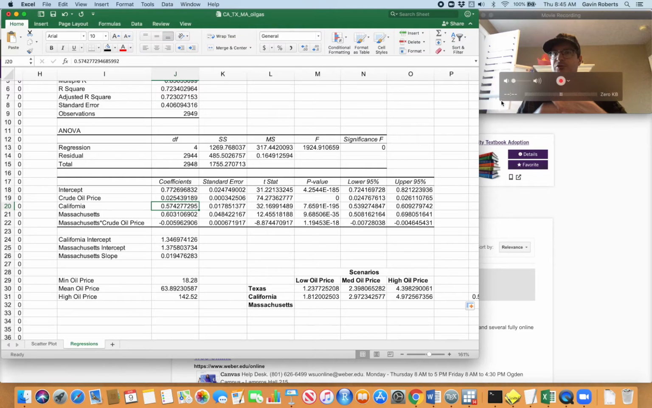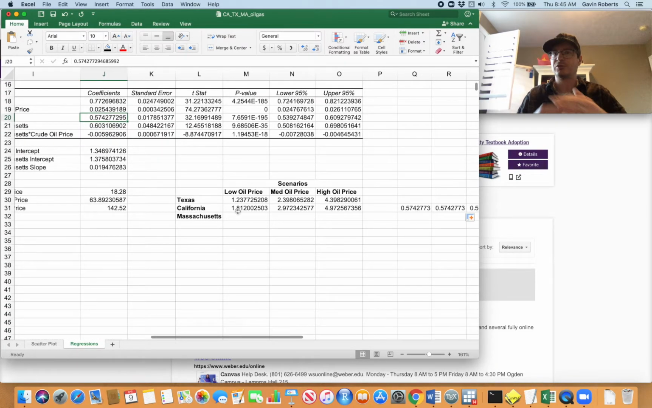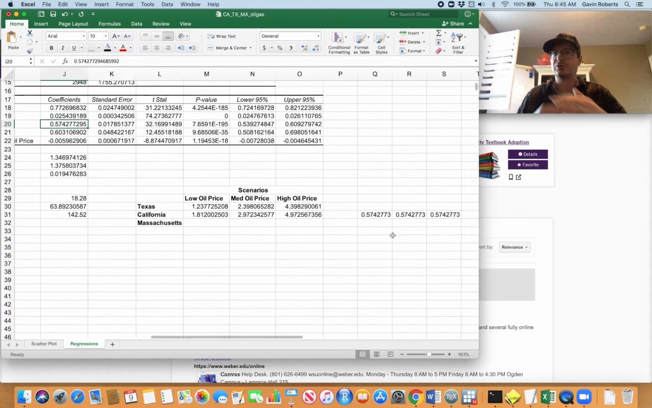Whoa, I froze. Sorry about that. Relative to the Texas line. So it makes sense that we just get back that intercept if we look at the difference between California and Texas.